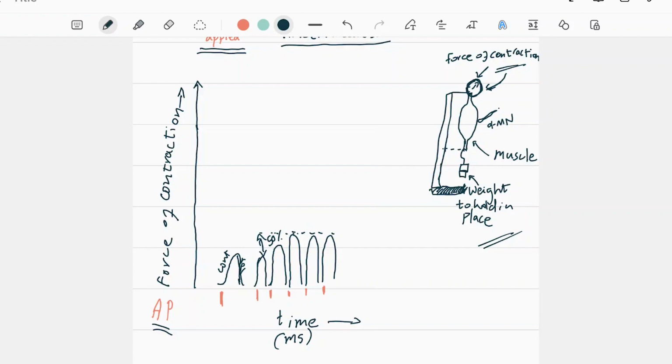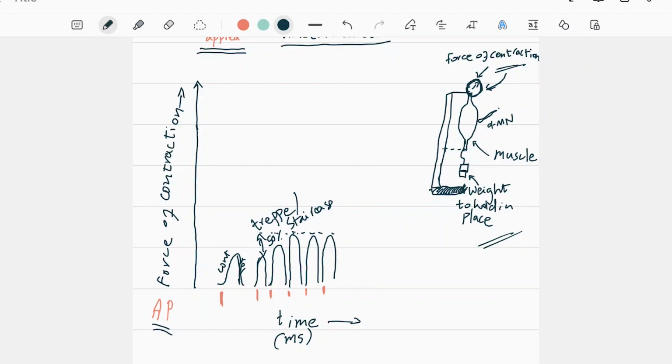Now this is called your staircase phenomenon or treppe phenomenon, T-R-E-P-P-E, treppe or staircase. So you climb up the stairs and then you reach a plateau, meaning the next floor. Now how does this happen? If you read the books, they say that it's because calcium is accumulating in the muscle and it's not been completely gotten rid of. But I disagree with this completely.